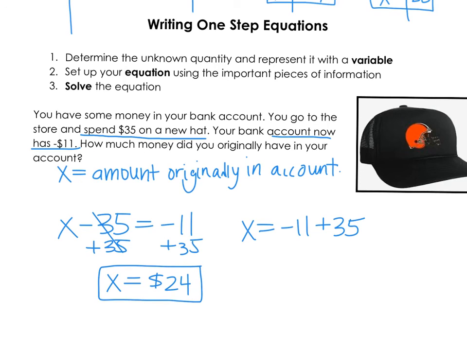So to get x, I had to do negative 11 plus 35, and that's all I need to do over here. Our answer is going to be whatever negative 11 plus 35 is, which we said was 24.